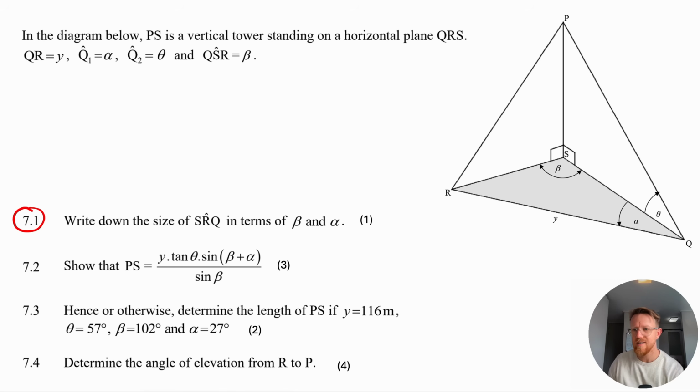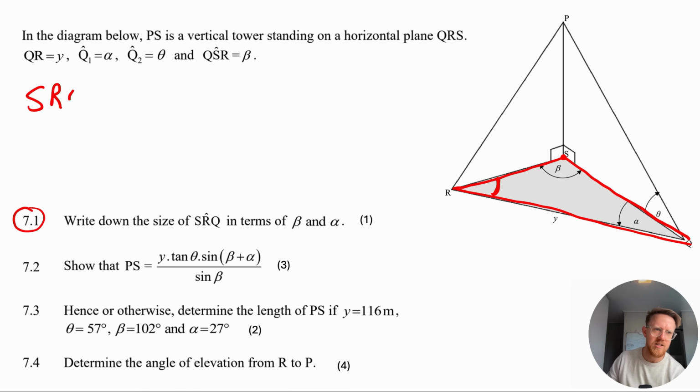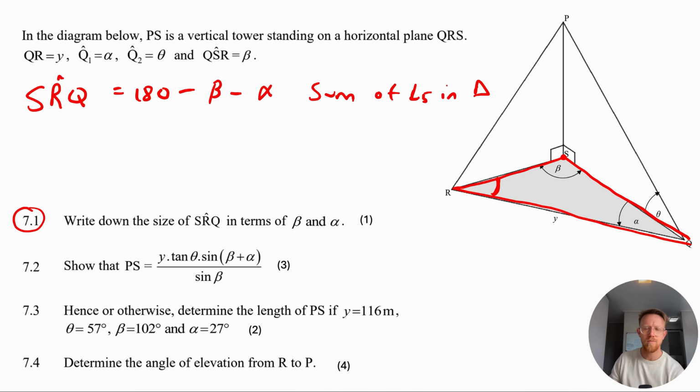So you start at S, then you go to R, and then you go to Q. Okay, so they're looking for this little angle here, which is on the ground. So if you look in that triangle, you can see we've got this angle and we've got this angle. So we know that all angles must add up to 180. So we can just say that SRQ is then going to be 180 minus beta minus alpha. And that's just because of sum of angles in a triangle. And so there's the answer for that one. So it's 180 minus beta minus alpha.